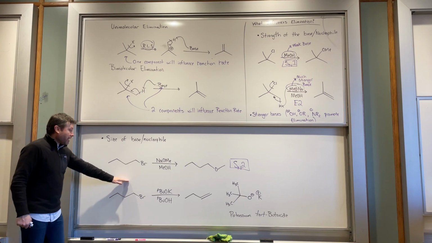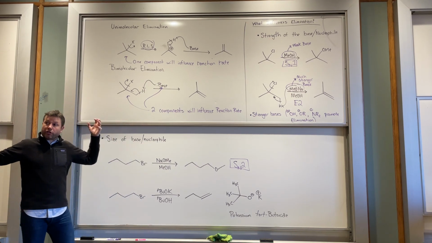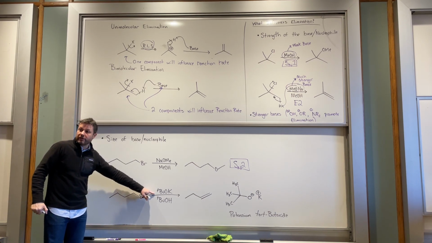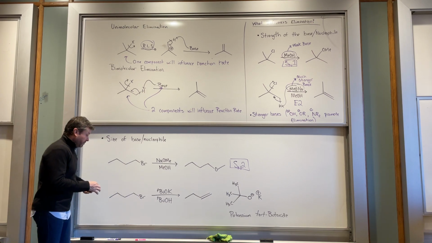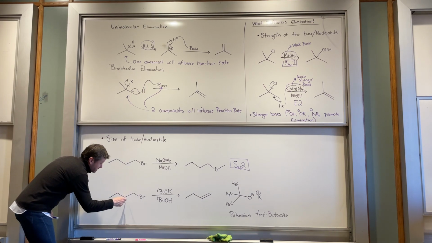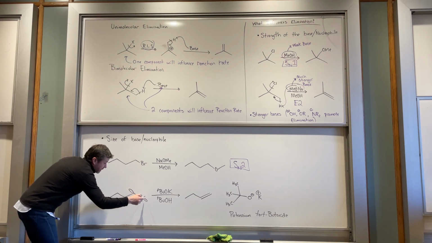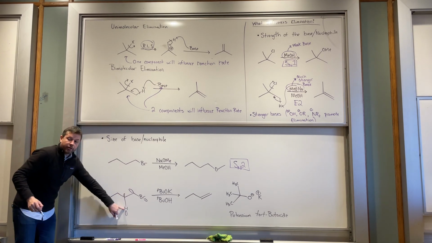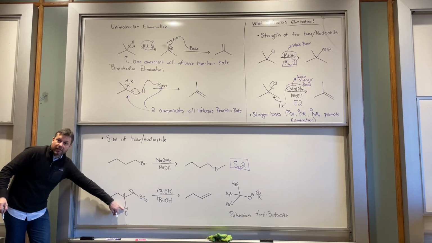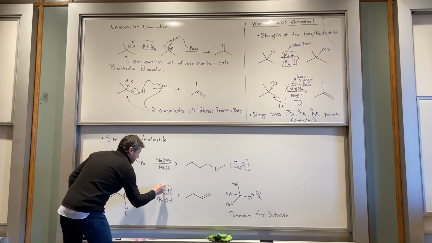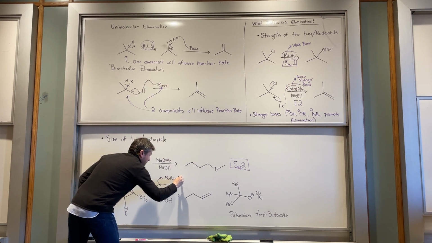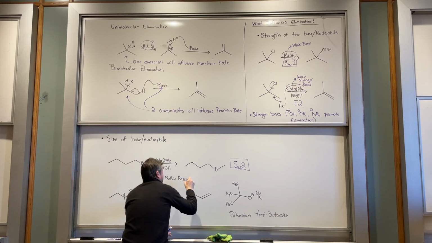Okay? In the bottom, we're using a much bigger, much bulkier base, right? And as a result, this is going to be a really, really poor nucleophile. It's going to be easier for that bulky base, rather than interacting with the antibonding orbital of the carbon-bromine bond, to just pluck off a proton here, interacting with the orbital on the outside of the molecule. Okay, so bulky bases promote elimination.